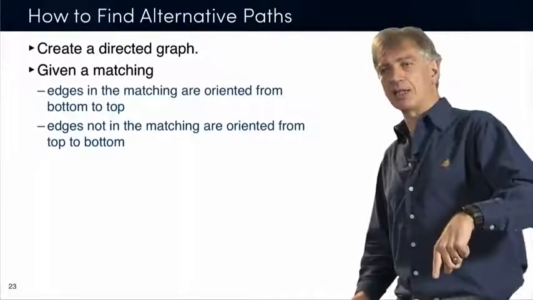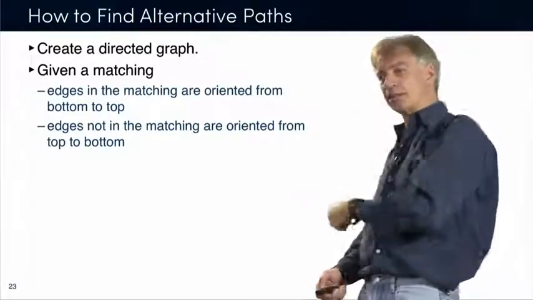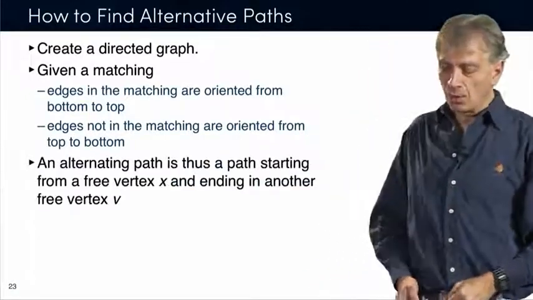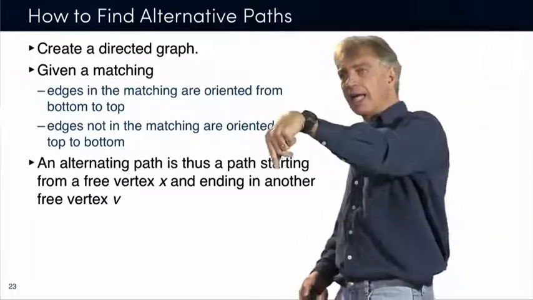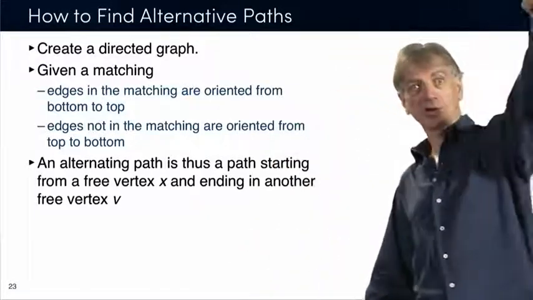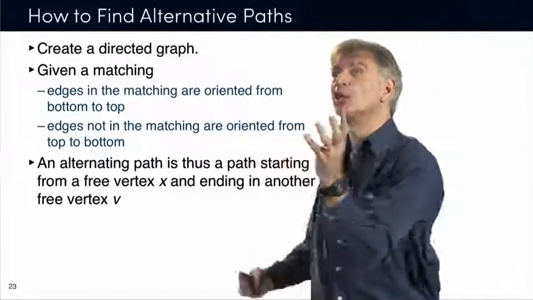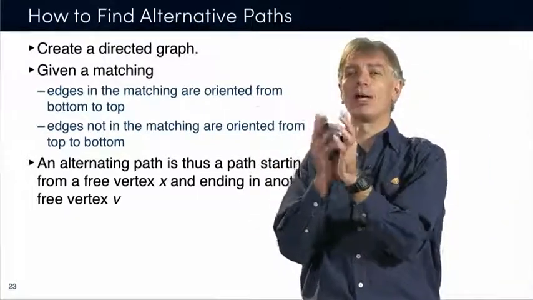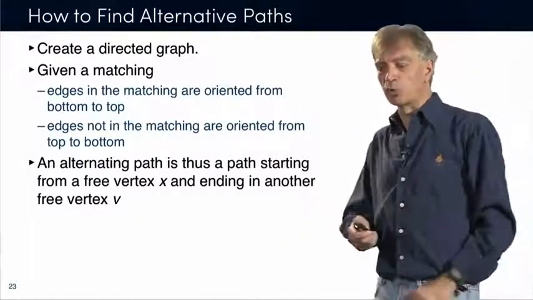I take the edges which are in the matching, and they are oriented from the bottom to the top. The other edges are oriented from the top to the bottom. Now an alternating path starts at the top and follows these oriented edges until it reaches a free vertex at the bottom. I start at the top in a free vertex, follow these directed edges until I reach a free vertex at the bottom, and then I'm happy. I can find an alternating path, and therefore I can improve my matching.